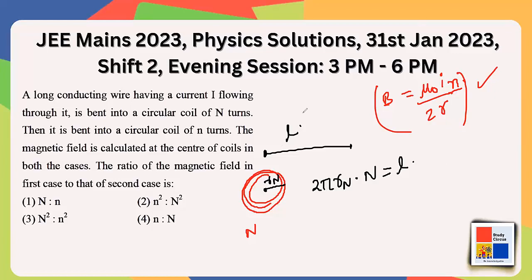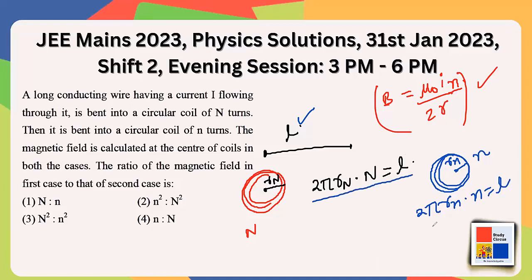And in the second case, the same wire of length L is now turned into small n turns. In this case, the radius is, let's say, R_n, and I can write 2 pi R_n times n is going to be L, isn't it? So this is true and this is also true. So from here we get the radii of the two coils that we have. In the first case, this is the radius, and in the second case, the coil that we'll get will have this as the radius. Fine.